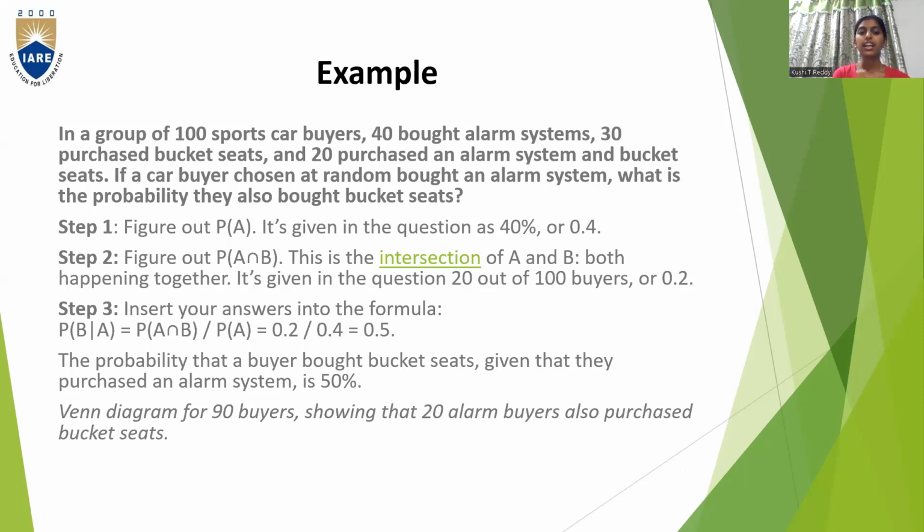And P of A intersection B, this is the intersection part of A and B, is given as 20%. So 20% means 20 by 100, that is 0.2. Now, applying the conditional probability formula, P of B given A is equal to P of A intersection B by P of A, that is 0.2 by 0.4, which is equal to 0.5. So the probability that a buyer bought bucket seats is 50%.